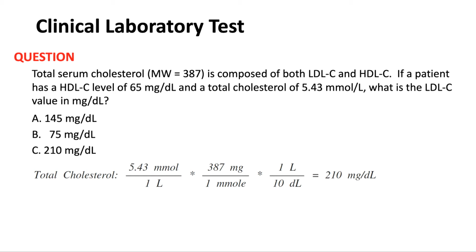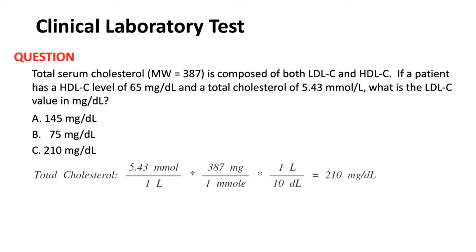Okay, so the next conversion would be to multiply by the fact that in 1 liter on top, there are 10 deciliters. Therefore, the units of liters cancel, and if you do the multiplication all the way across, your final units would be in milligrams per deciliter. If you do that math, 5.43 times 387 divided by 10, you get 210. So essentially we're saying 5.43 millimoles per liter of total cholesterol is the same as 210 milligrams per deciliter.